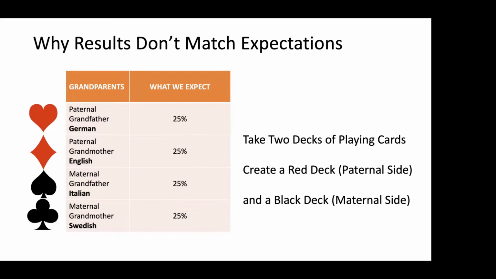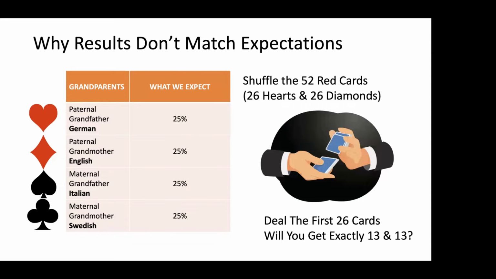To demonstrate the concept of random inheritance, let's represent your 4 grandparents by the 4 suits in a deck of cards. Hearts for your paternal grandfather, diamonds for your paternal grandmother, and so on. Now open 2 decks of playing cards and set up 2 new decks, one with 52 red cards representing your paternal side, and the other with 52 black cards representing your maternal side.